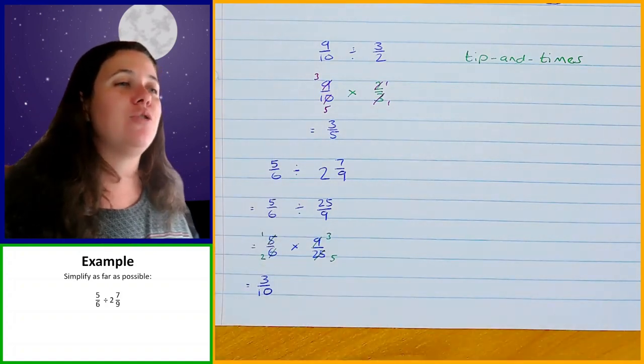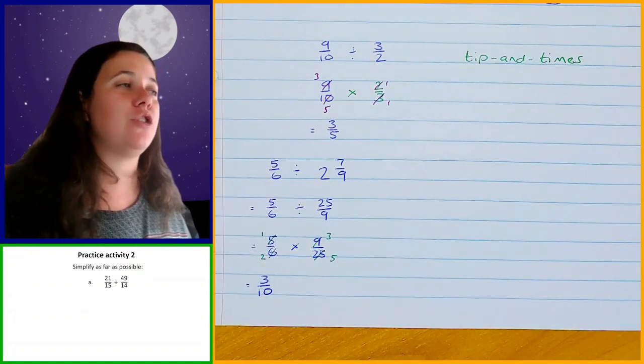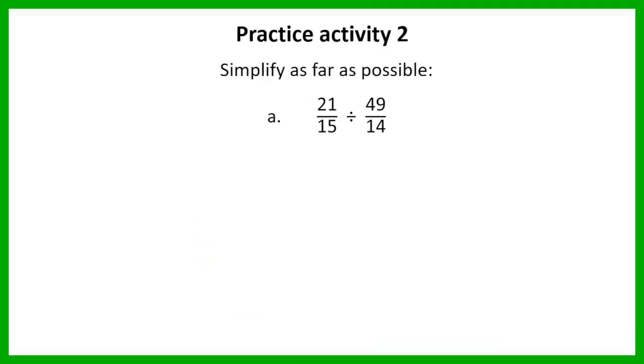Okay, so now you're going to do a few for yourself. So the first example that you're going to do is this one, question A. We've got 21 over 15 divided by 49 over 14. And I'm going to give you 30 seconds to work on this question.